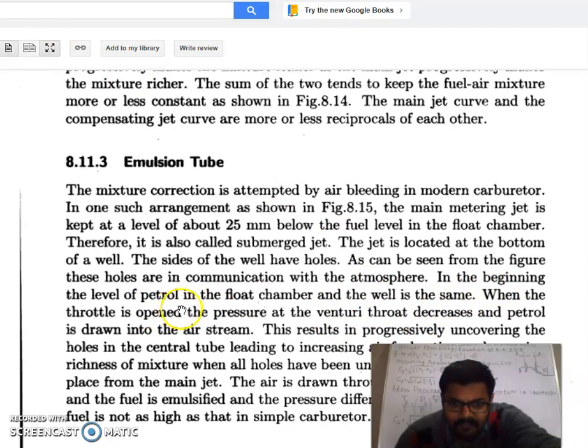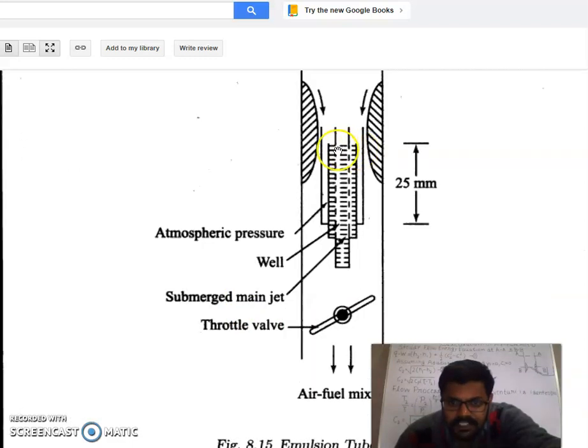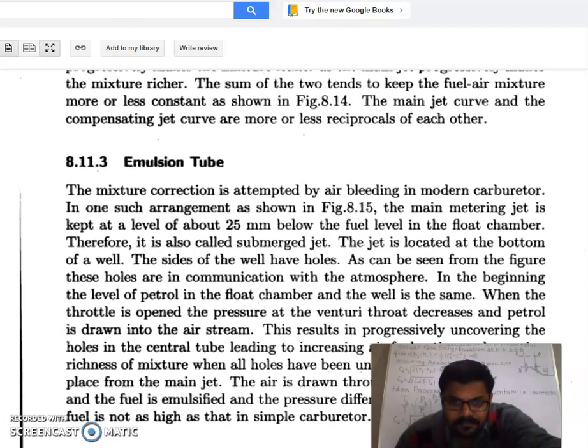In the beginning, the level of petrol in the fuel chamber and the well is the same. At the starting point, this is the level of the fuel, but this level won't remain the same. As the speed of the engine increases, this fuel level will start to decrease. We will discuss it. When the throttle is opened, the pressure at the venturi throat decreases and the petrol is drawn into the air stream. This results in progressively uncovering the holes in the central tube, leading to increasing air-fuel ratios, or decreasing richness of the mixture, when all the holes have been uncovered.